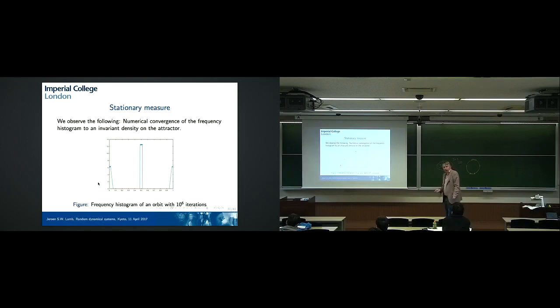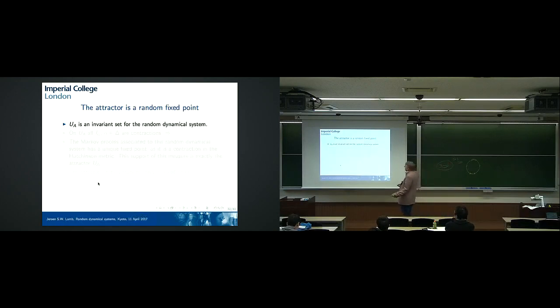Okay, can we theoretically understand what happens here? Is this under control? Yes, it's under control, and we know everything that we need to know. Why? My claim is that the attractor is actually a random fixed point. So U_A is an invariant set. U_A is the set of these two intervals, right? It is an invariant set for the dynamical system.